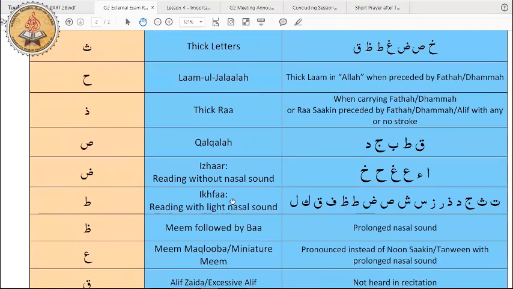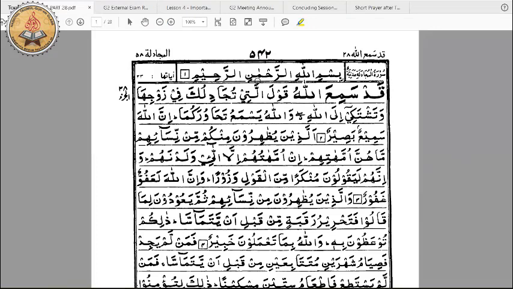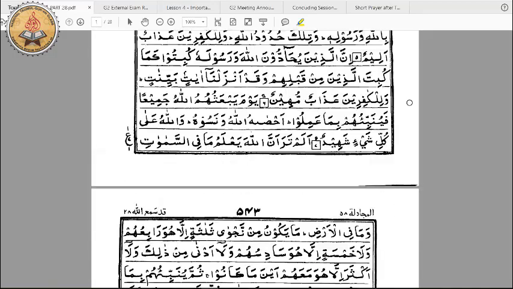And with ikhfa, it's basically the light nasal sound that you do. You don't do the full sound of the noon and the nween. That's all it is basically. So yeah, that was your homework, to go through Surah Mujadala and find examples or practice ikhfa and izhar.